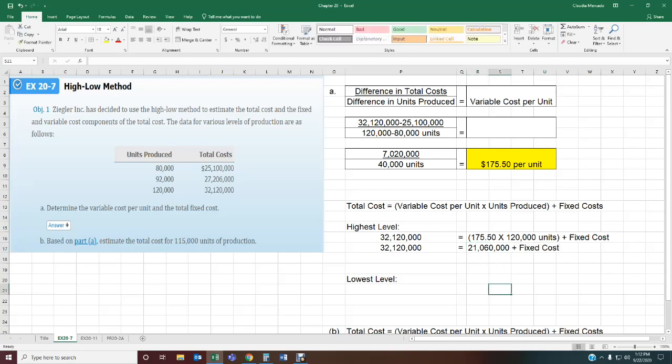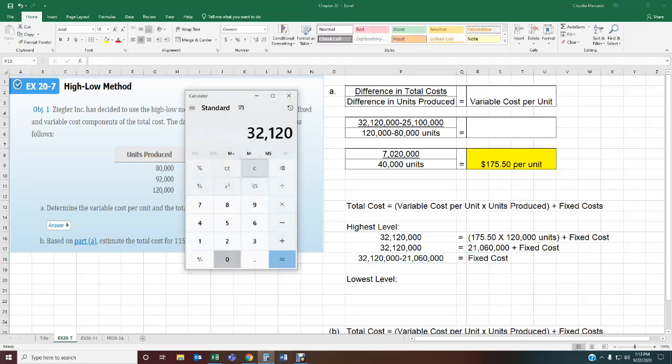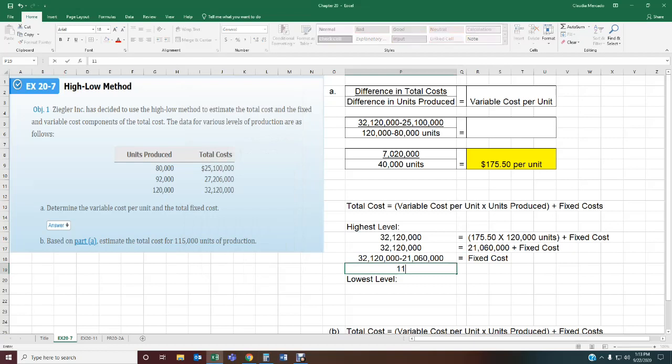So now I need to solve for my fixed cost. So what do I need to do? I need to transfer that amount over to my other side so I can solve for the fixed cost. So I'm going to have my 32,120,000 minus the 21,060,000. Okay, that is going to give you your fixed cost. So let's get our calculator. 32,120,000 minus 21,060,000. So therefore, my fixed cost is going to be 11,060,000.